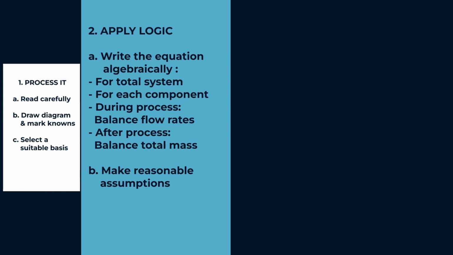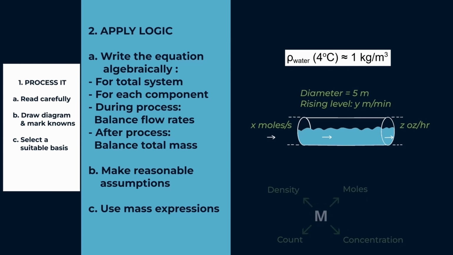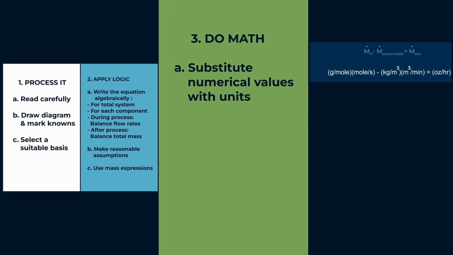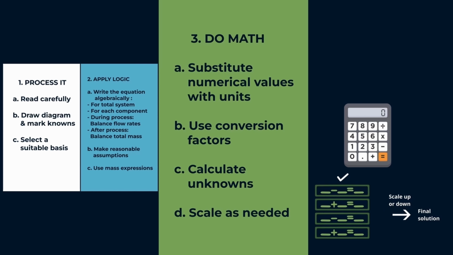Make reasonable assumptions, then use mass representations to express the mass terms in the equation in the form of the provided details. After simplification, we substitute the numerical values along with the units and apply the necessary conversion factors. Finally, we perform the calculation and scale the answer to match the problem requirements.